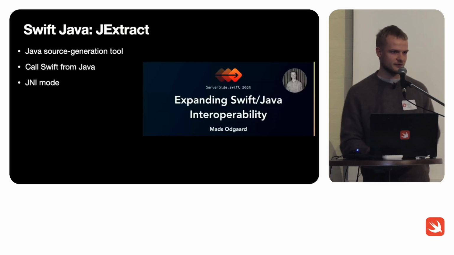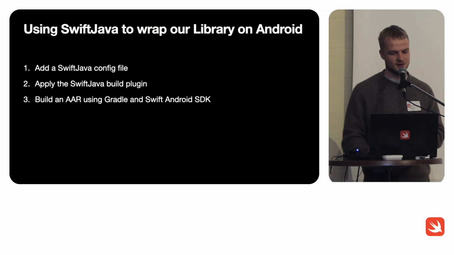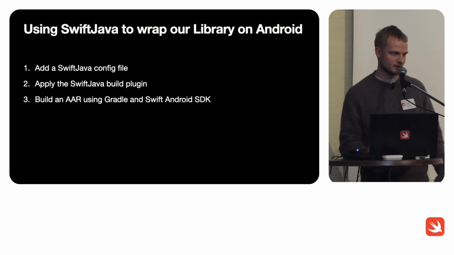I go a bit more in depth into the nitty-gritty details. So there are 3 steps to using this to wrap our library on Android? It's quite simple, actually. The first step is we need to add a config file to our Swift project. Then we can apply the build plugin. And then at last, we need to build an Android package that we can send to our Android developers. So let me take you through those steps.